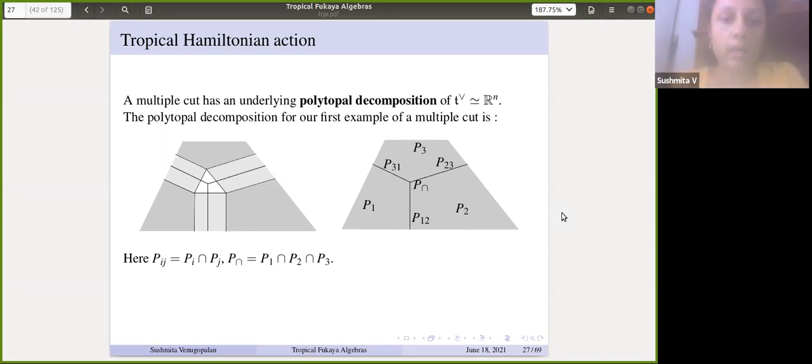Okay, so a multiple cut. This is a picture from the first slide, and the data that defines the multiple cut is a polytopal decomposition of the dual of the Lie algebra of the torus, which we just think of as R^n for the rest of the talk. The polytopal decomposition is a collection of top-dimensional polytopes, and you also label all their intersections and put it all together. That's the set of polytopes, which are Delzant polytopes, which describe our multiple cut.